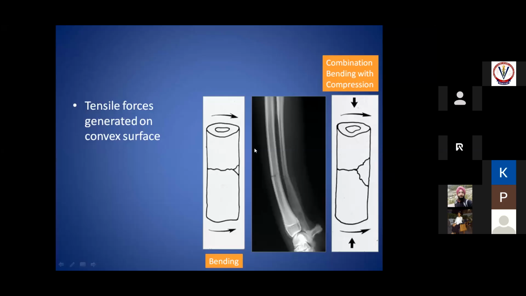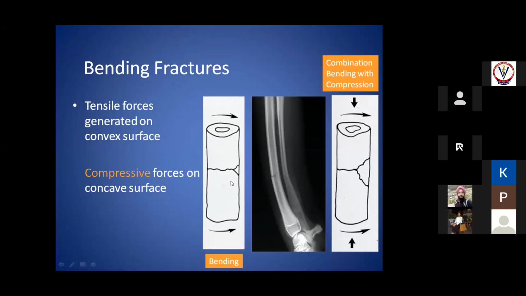Now you can see this is the fracture line. This is the actual radiograph of a radius and ulna. So the tensile forces are generated on the convex surface. Sometimes there will be a combination of bending and compression, resulting in a type of fracture. So with bending forces, tensile forces are generated on the convex surface, and compressive forces on the concave surface.